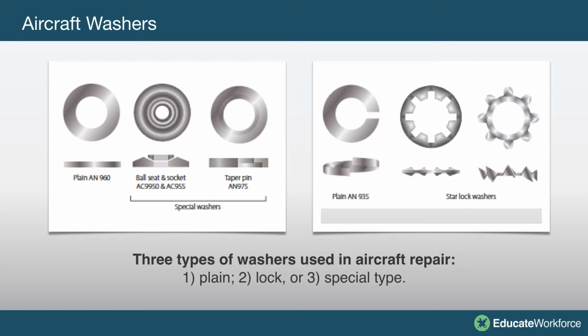There are three types of washers. We have a plain washer, a lock washer, or a special type washer. You can notice the lock washers come in a split washer, an internal or an external star washer. Some of the special washers might have a countersink or a taper on them to handle high-stress steel bolts.